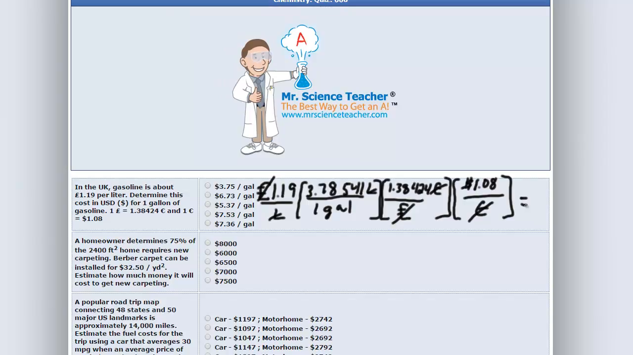We're going to get 1.19 multiplied by 3.78541 and multiply that by 1.38424. And then multiply that by 1.08. And we're going to get $6.73. So 6.73 per gallon.